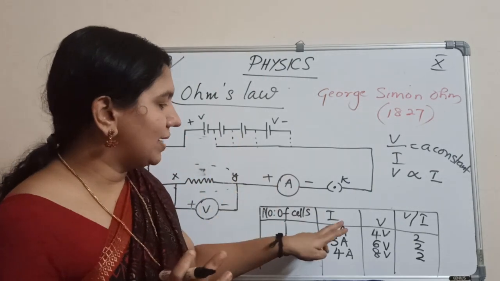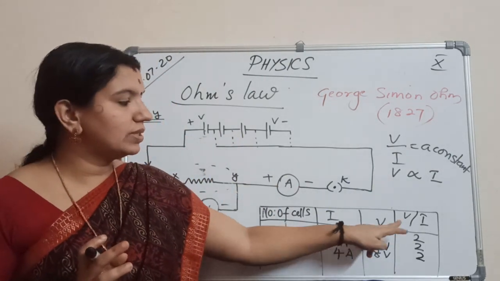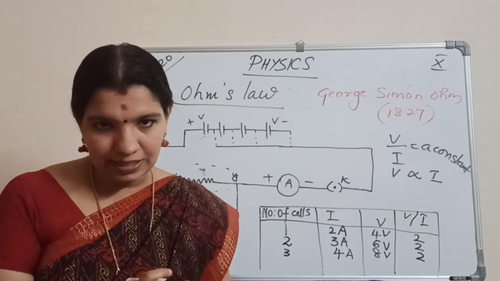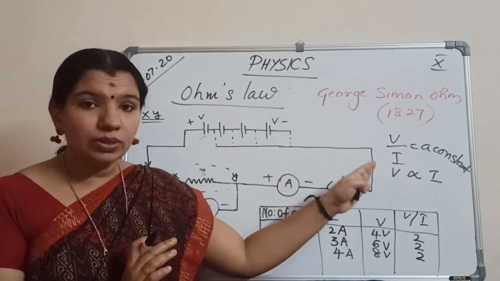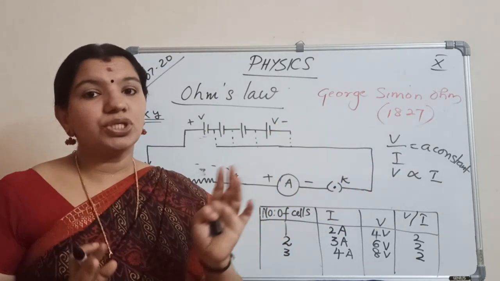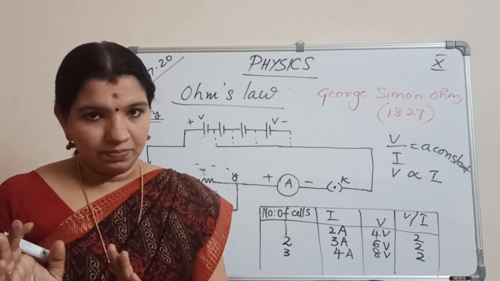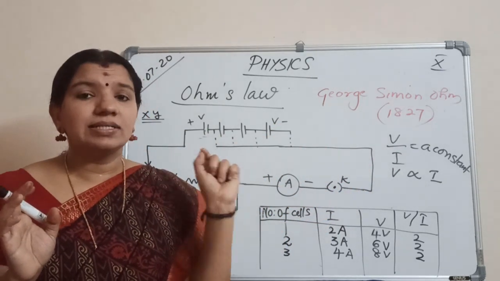Okay, now we measured V and I, then we took the ratio of V and I, we got a constant value. Understand? From that, he could conclude that this V is proportional to I. If V by I is a constant, V is proportional to I. Then he moved to the statement.